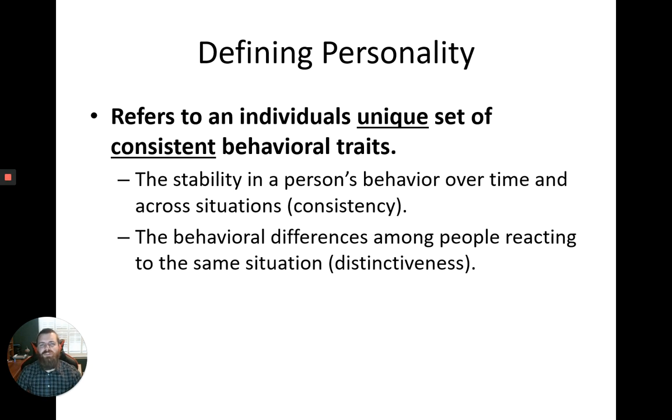So what actually is a personality trait? It's pretty basic. You can see here it says to refer to an individual's unique set of consistent behavioral traits. So what makes something consistent and what makes it unique or distinctive? Do you respond the same way over time across all the same situations? That gives you some consistency. Do you have people who have behavioral differences when they're reacting to the same situation? That is what could make a trait unique.